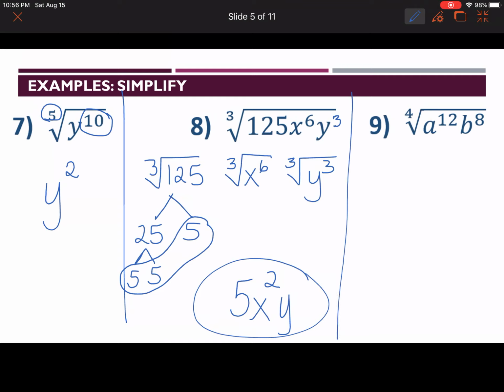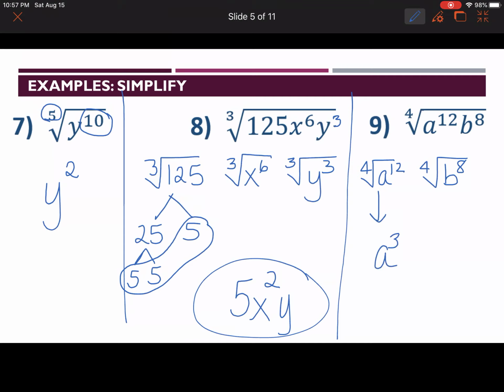For question 9, we have the 4th root of a to the power of 12, and we have the 4th root of b to the power of 8. So looking at the a, 4 is even, 12 is even. But if I have 12 people, I can make 3 groups of 4. So the 4th root of a to the power of 12 is a cubed.